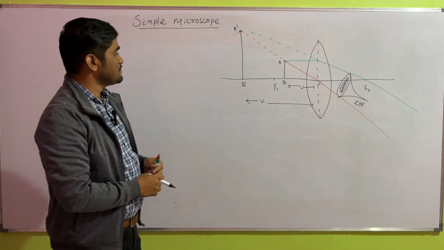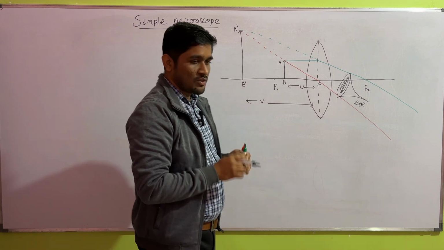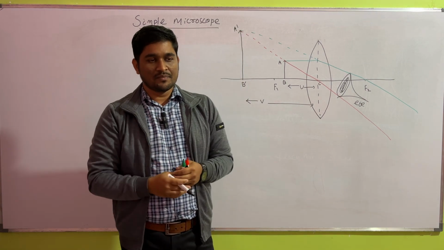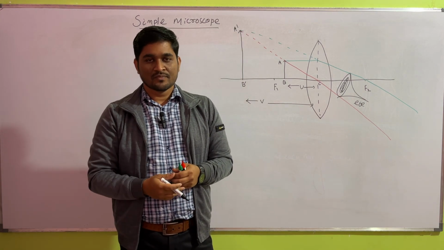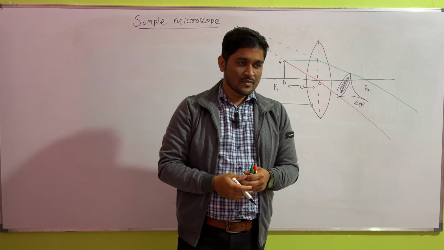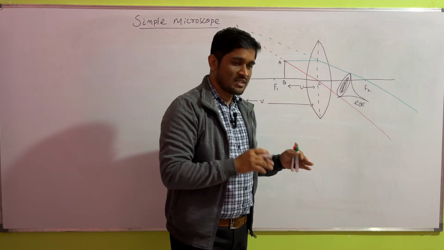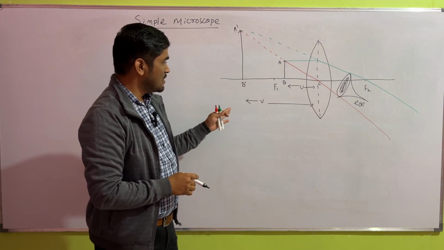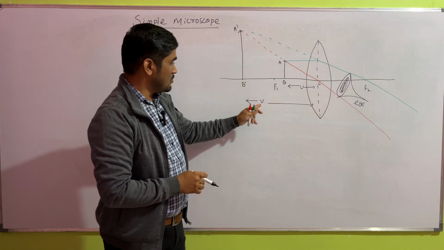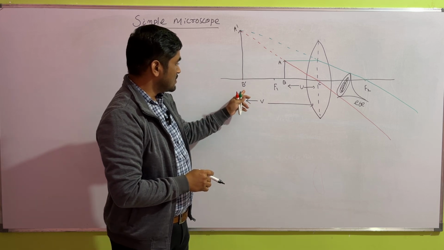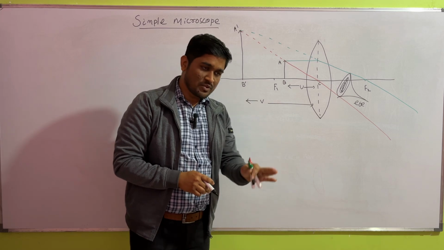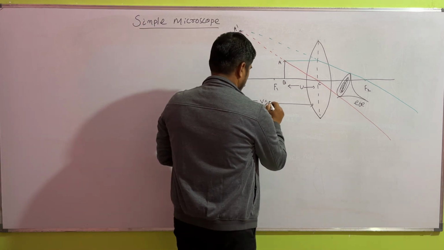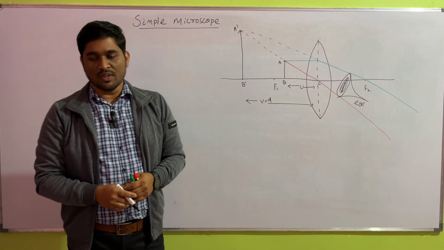And in the case of a simple microscope, we know when the object is situated at the distance of distinct vision, that is 25 centimeter, we can see it clearly. So here, to see the image clearly, we have to take the image situated at the distance of distinct vision. That's why we can take V is equal to D. This distance is equal to D.